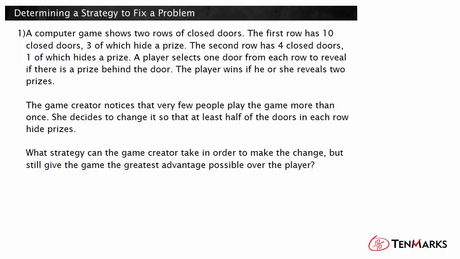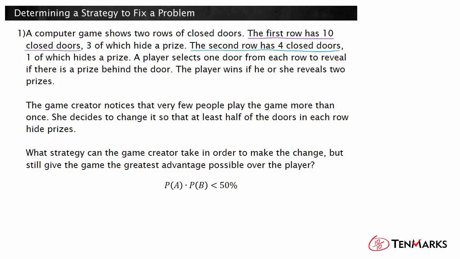Because at least half of the doors in each row must hide prizes, the first row will need at least 5 prizes, and the second row will need at least 2 prizes. For the game operator to have the advantage over the player, the probability that the 2 doors selected both hide prizes must be less than 50%. Remember, the probability of 2 independent events occurring is the probability of event A times the probability of event B. So, the probability of event A times the probability of event B must be less than 50%.